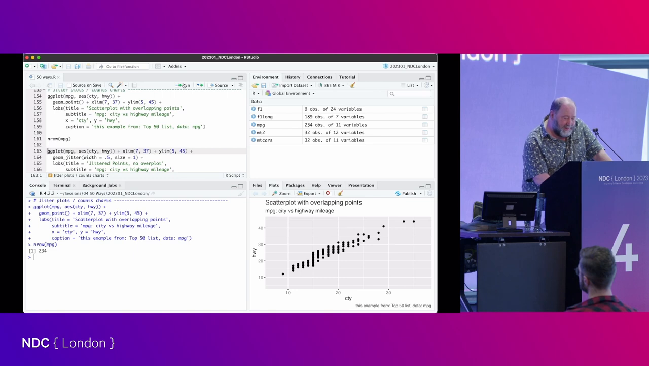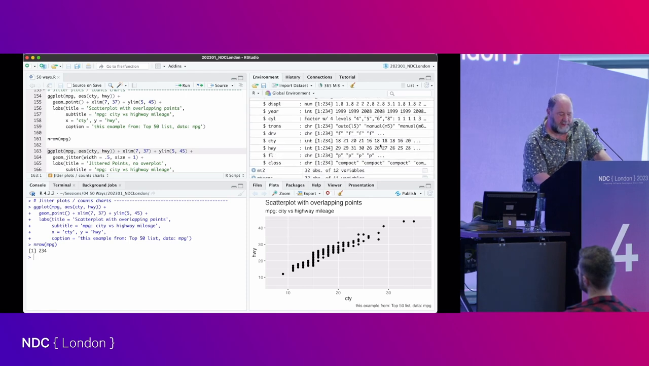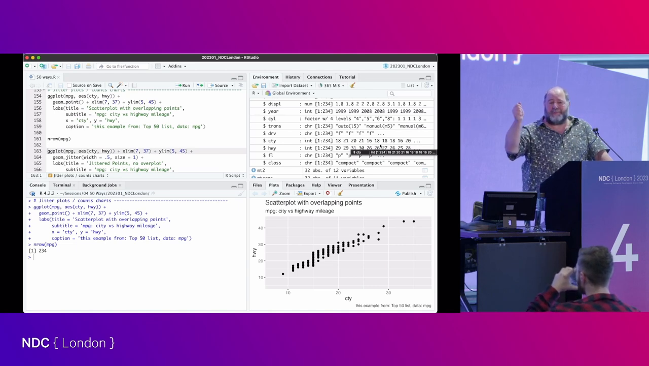Well, you don't see them all because, let me just see which one was it. MPG. Because what they did here was to have the mileage in integer numbers. So you have like 18 miles per gallon, 18. In reality, it's probably like 17.9 and 18.1, but they all rounded it to integer numbers, so they are overplotting.